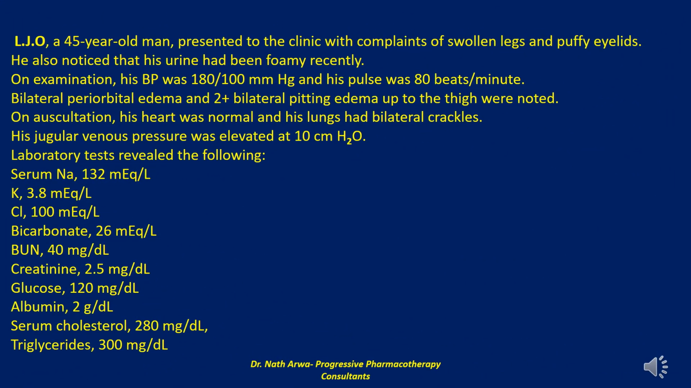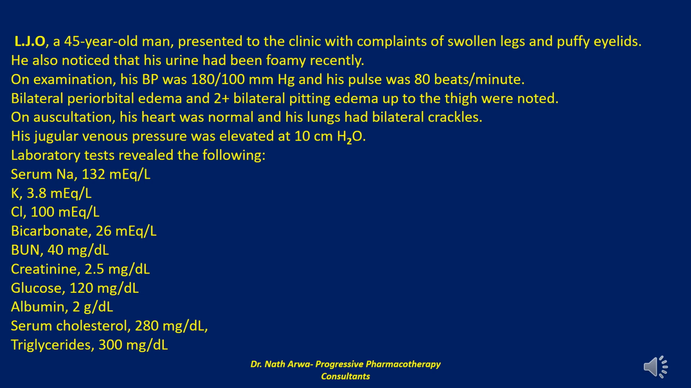The next case reads, LJO, a 45-year-old man, presented to the clinic with complaints of swollen legs and puffy eyelids. He also noticed that his urine had been foamy recently. On examination, his BP was 180 systolic, 100 diastolic, and his pulse was 80 beats per minute. Bilateral periorbital edema and 2+ bilateral pitting edema up to the thigh were noted. On auscultation, his heart was normal and his lungs had bilateral crackles. His jugular venous pressure was elevated at 10 centimeters of water.